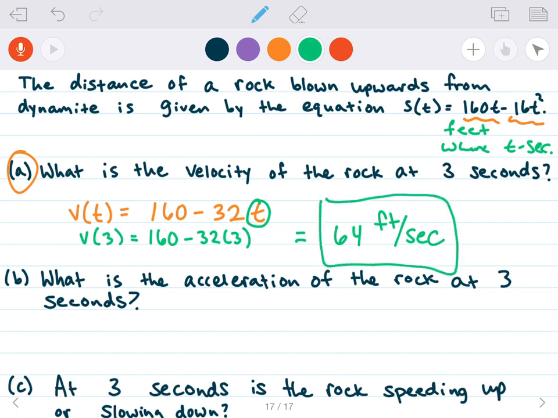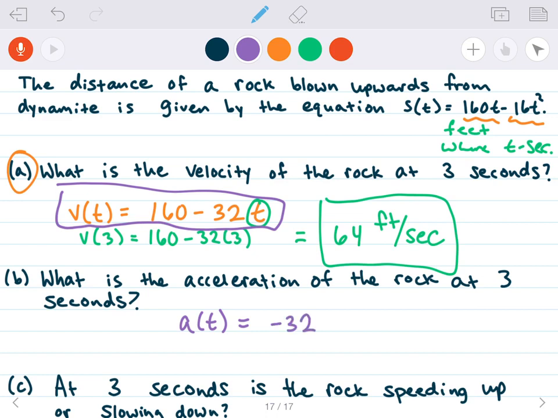Now it says, what's the acceleration of the rock at 3 seconds? Well, remember, acceleration is the derivative of velocity. So we need to take the derivative of the velocity function for acceleration. So a of t, acceleration with time as the independent variable, is just going to be negative 32, right? The derivative of 160 is simply 0. The derivative of negative 32t is just negative 32. And so our units for this is going to be feet per second squared, okay?